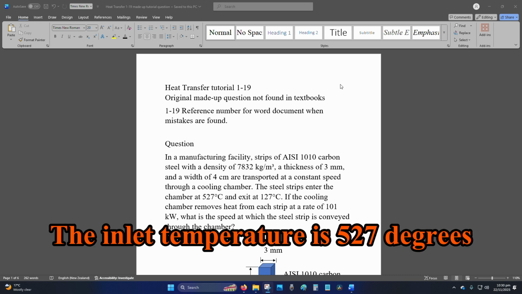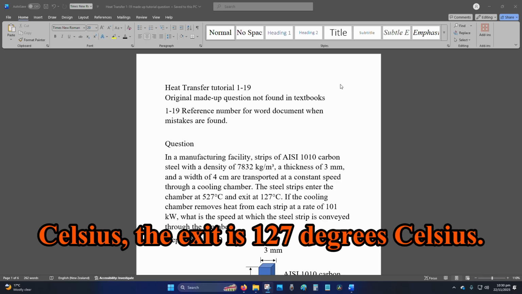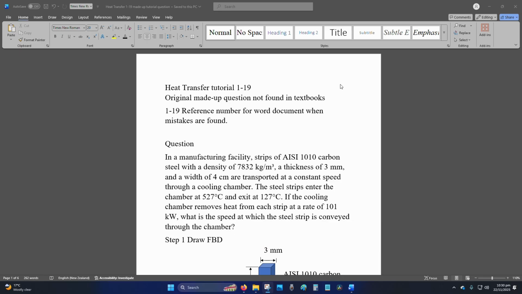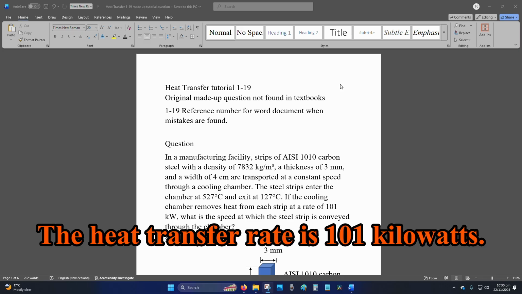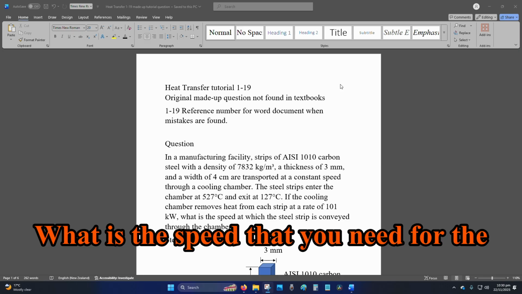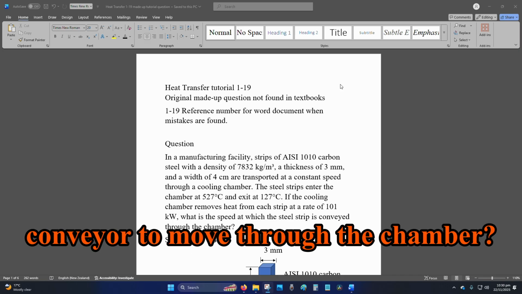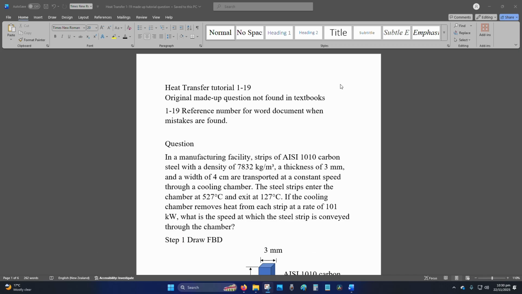The inlet temperature is 527 degrees Celsius. The exit is 127 degrees Celsius. The heat transfer rate is 101 kilowatts. What is the speed that you need for the conveyor to move through the chamber?